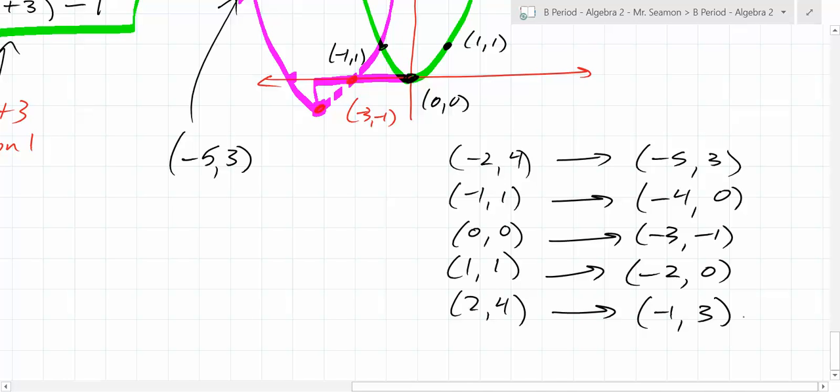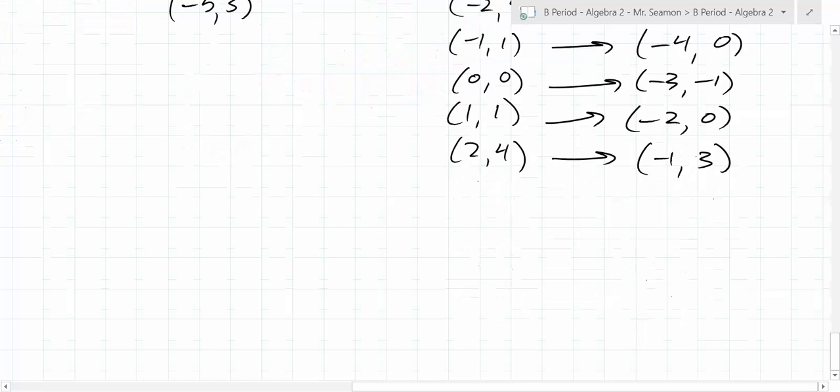So all we've done right now is left, right, up, and down. There's one more type of transformation. What do you think happens if I gave you this right here? Let's say I gave you another parabola.